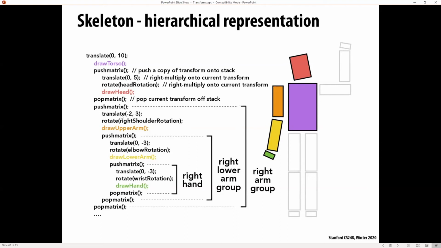And then we're going to do some rotates and translates to get to this arm position, whatever is the rotation of this arm. We draw the upper arm. Save again. Do some more translates and rotates to change our coordinate system to get to here. Save again. Do some more. Get to the hand. And then when we're all done, we can pop back out, up to the torso level.